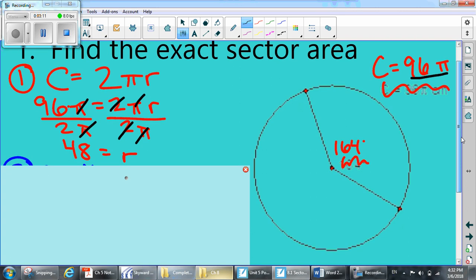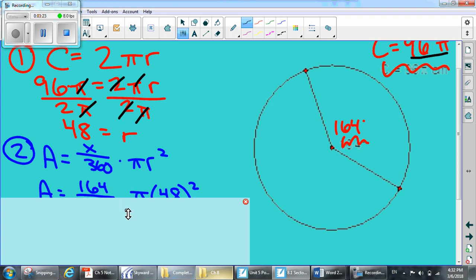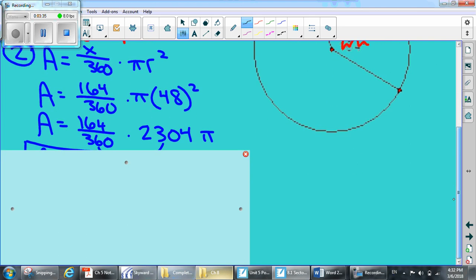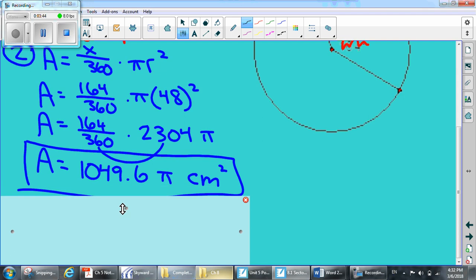Once we find that radius, we can find the area of the sector. We take x over 360 times pi r squared. Plugging in what we know, the central angle is 164. We multiply that by pi times 48 squared. That leaves us with 164 over 360 times 2,304 pi. When we multiply by the fraction, we get 1,049.6 pi centimeters squared.